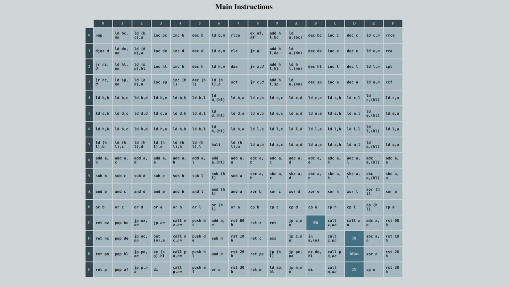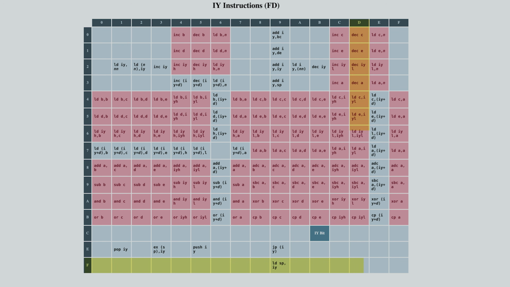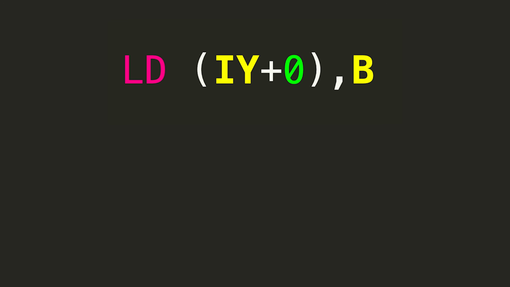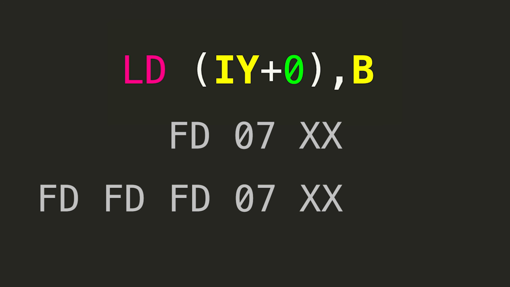So the detonator in particular chose the FD prefix, which leads to the IY instructions table, followed by FD again, which is empty. Once the Z80 has started decoding an instruction like this, it needs to finish it. So it will actually ignore the second FD byte and keep trying to match the instruction in the table. That's why the detonator expects this instruction, which is FD 07 and then something. So the detonator is actually looking for the sequence FD, FD, FD, and then the next byte tells it more information about what kind of operation we want to do.